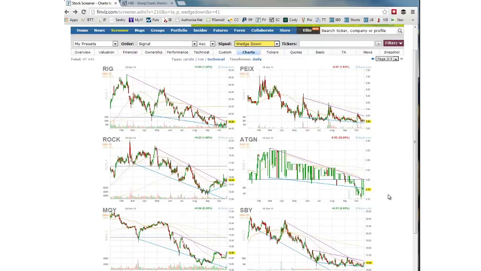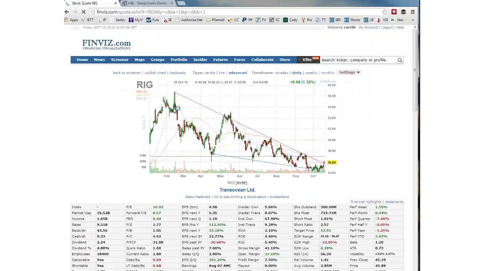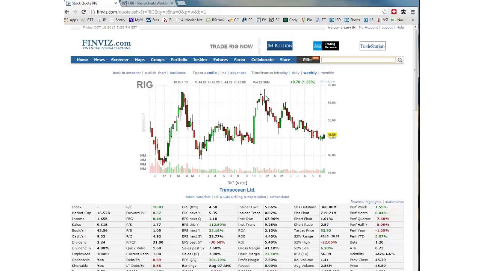Okay, so let's look at the chart of RIG, which is Transocean Limited. It's an oil and gas drilling exploration company, as you can read right there. It is in a downtrend, but the wedge is not exactly at the end of a downtrend. But if we look back at the weekly chart, you can see that it did hit a high up here near 58 or so, and it sharply downtrended. We get a little bit of a relief rally, a 3-week relief rally, and then we get the wedge. So we could say that the wedge is coming in a downtrend. It's just that you have to go back a little further to see the downtrend.